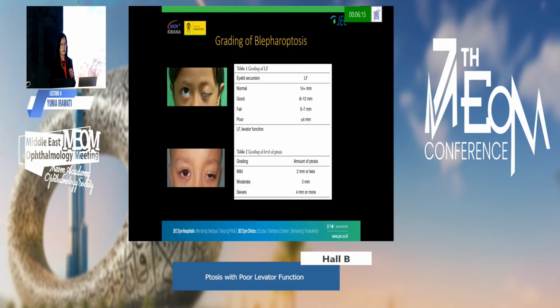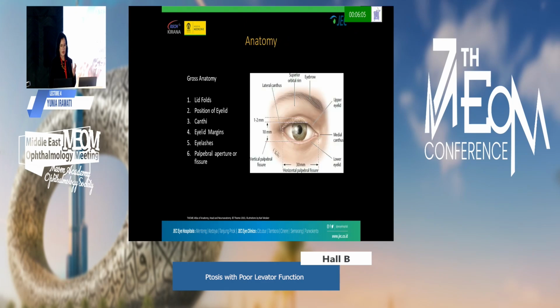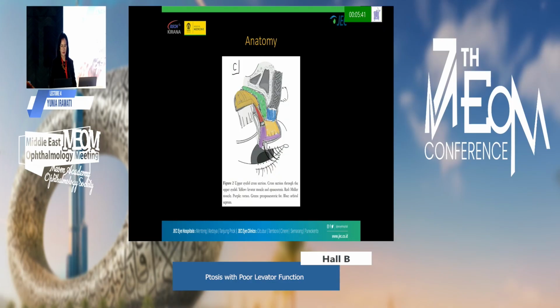Usually, the patient with congenital ptosis comes to us with moderate or severe ptosis. I think we all know ptosis means the droopy of the upper eyelid more than 2 millimeters, usually covering the superior limbus. But if it's more severe, covering all the visual axis, it means it's a severe condition in the grading of blepharoptosis.